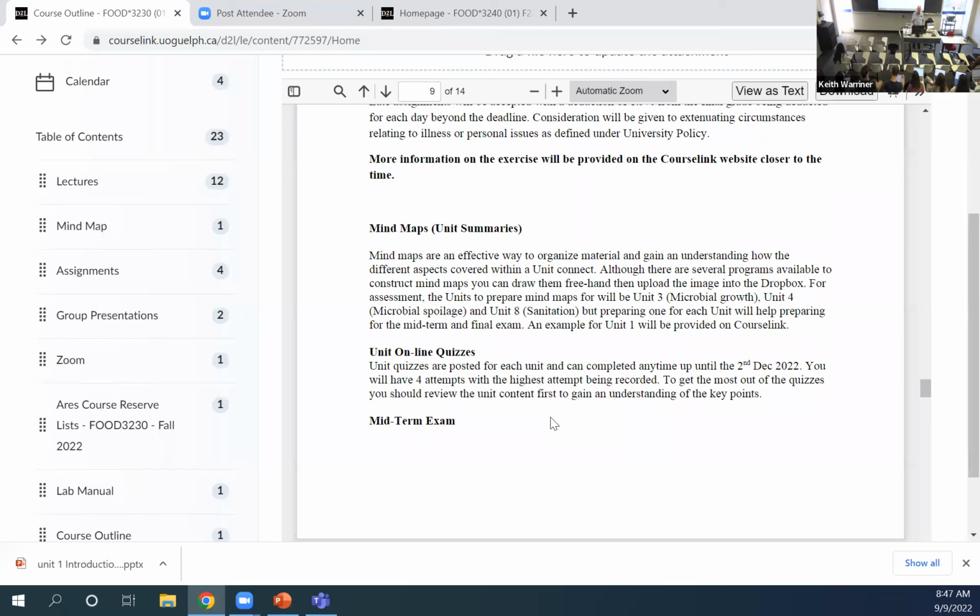You do get 4 chances, so even by the laws of probability, you're going to get 100%. You've got till the end of the semester, but don't wait till the 2nd of December and say, I'm going to do the quizzes now. I would suggest doing them after each unit, but it's up to you, as always.